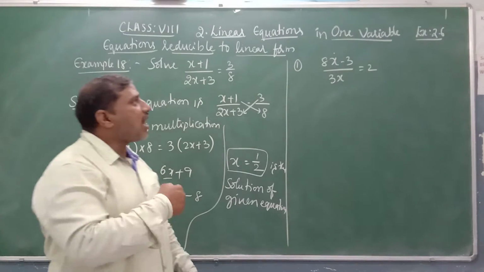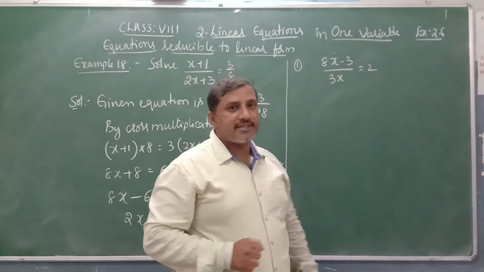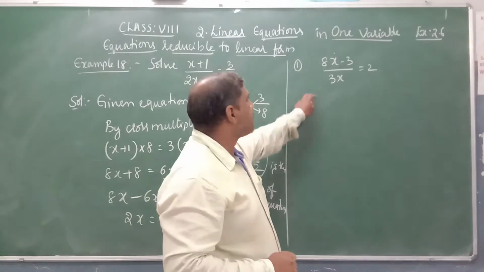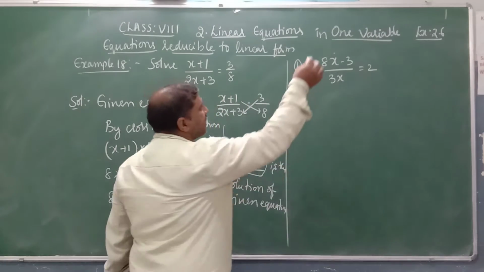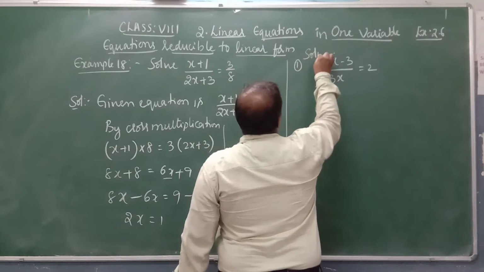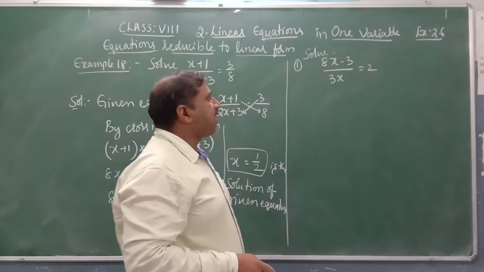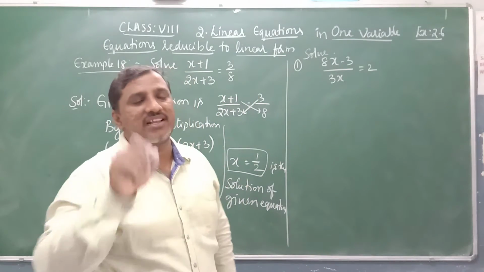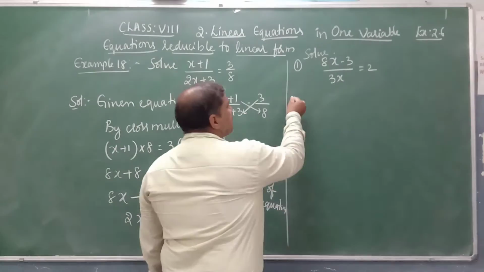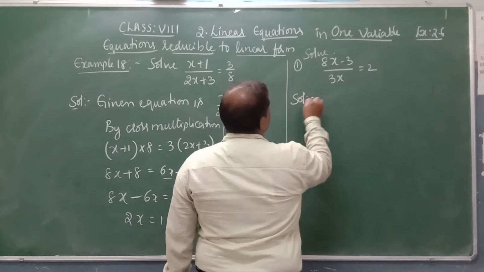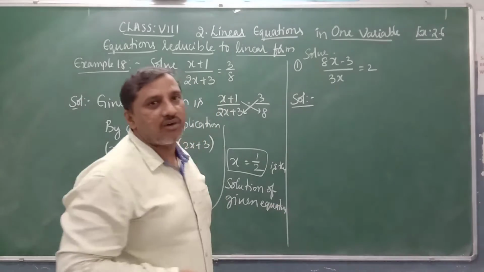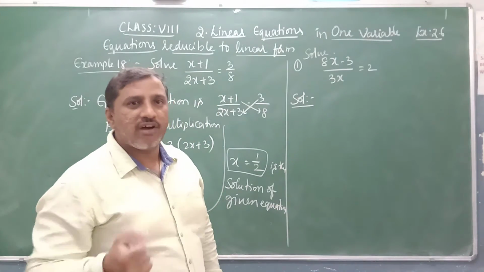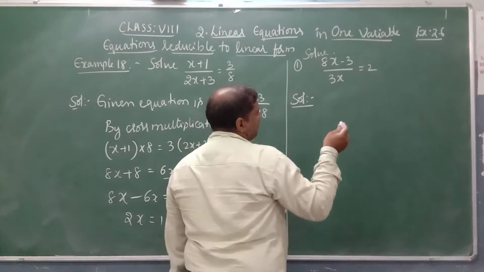Now we have exercise number 2.6, the first question. Solve (8x minus 3) by 3x is equal to 2. It is also not in the linear form. First we should reduce this to the linear form, then we simplify and find the value of the variable.